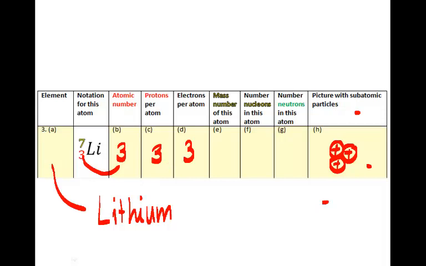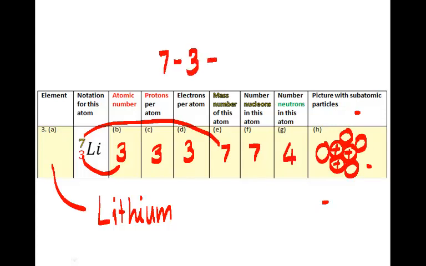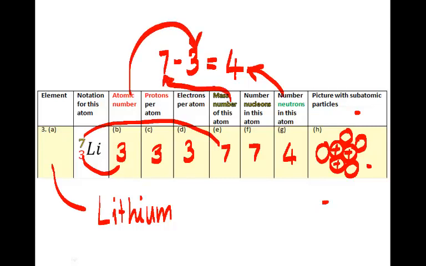The mass number of this particular isotope of lithium is 7, meaning that there are 7 nucleons, 7 particles in the nucleus. We've seen already 3 of them are protons. So how many must be neutrons? Of course, it must be 4 to make 7 altogether. 7 minus 3 is equal to 4, and that gives us the number of neutrons. 7 being the mass number, 3 being the atomic number. Mass number minus atomic number equals number of neutrons.